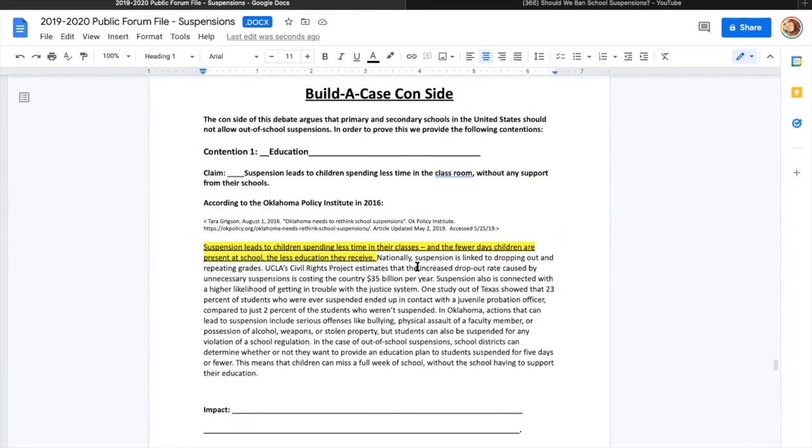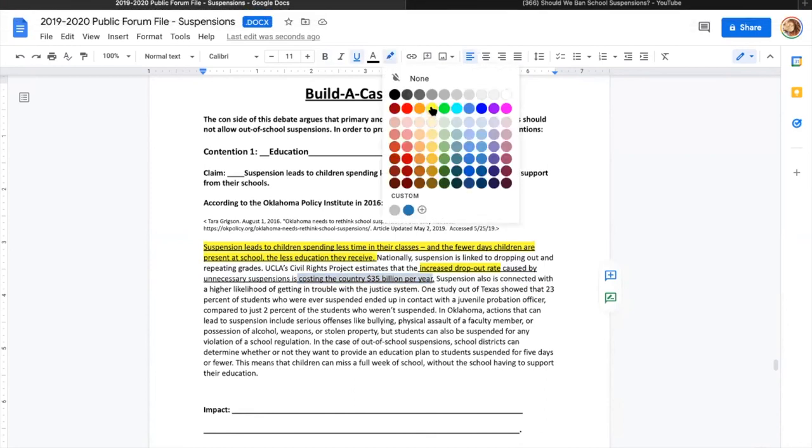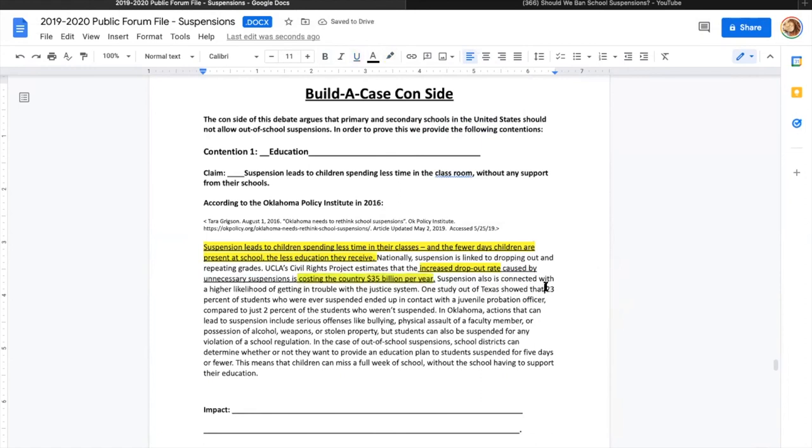So we're going to say that increased dropout rates caused by unnecessary suspension cost the country $35 billion a year. So we could underline that part, but as far as highlighting, I just want to highlight increasing dropout rates, boom, highlight that part. And then you could say it costs the country $35 billion a year. So that was the important information in that sentence. Also, we are going back down to a percentage. Bam, we're going to underline it all the way to the period. Then we go back and we highlight.